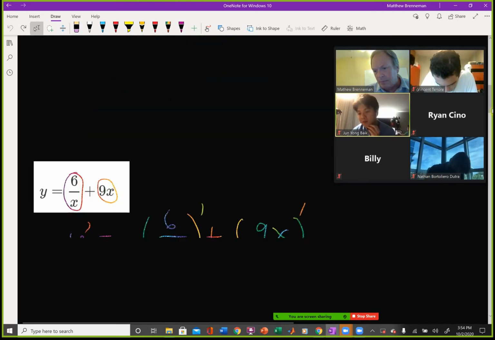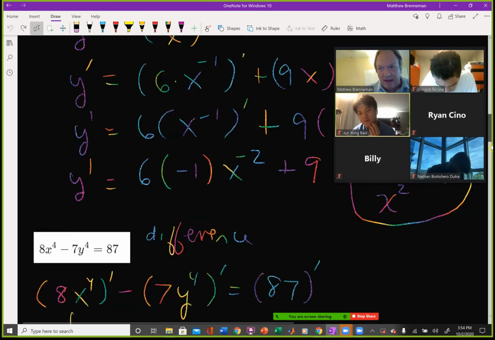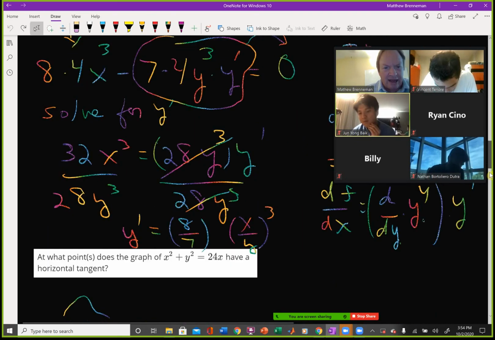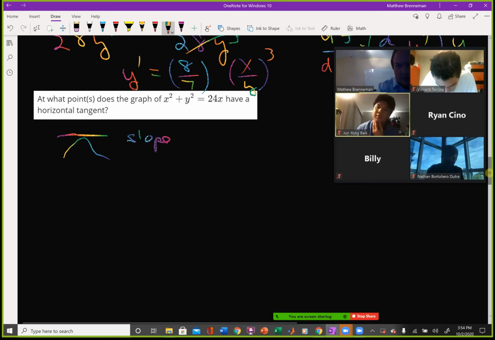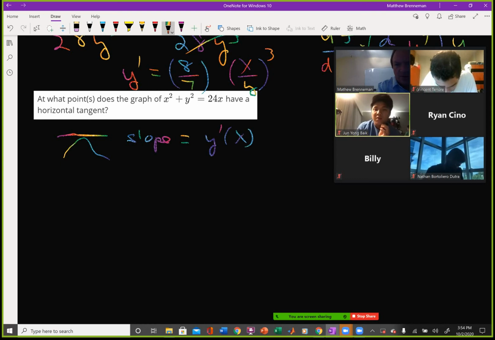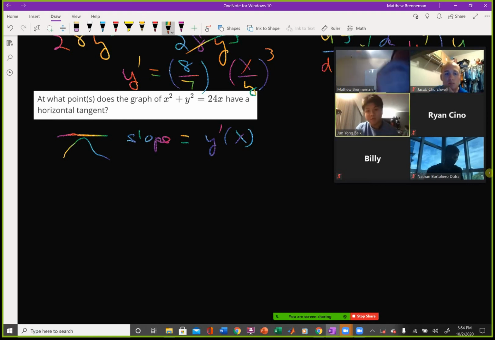So y prime of x is going to be the slope of the tangent at x. So horizontal means what? Here's my point, right? Slope is equal to y prime of x. And a horizontal line has what slope? 0. Right? So if we have a line that has a horizontal slope, it's going to be 0.